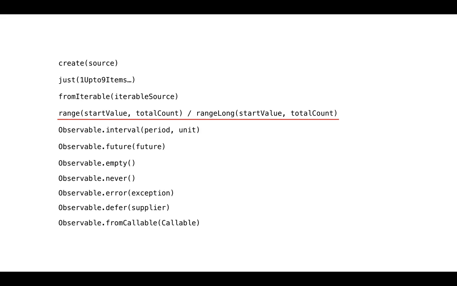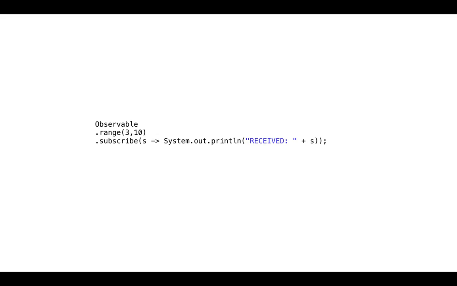Next method is the range method. It is for range-based emission, so it takes a start value and the total count. We also have its long equivalent. Suppose you're passing 3 and 10 to this range method, and by using a subscriber, you're subscribing to the observable that prints all the elements emitted by it. It will start printing from 3, and then each onNext invocation will return an incremented value. So it will start from 3, 4, 5, and it will increment 10 times. So you will get 3 to 12 printed on the screen.